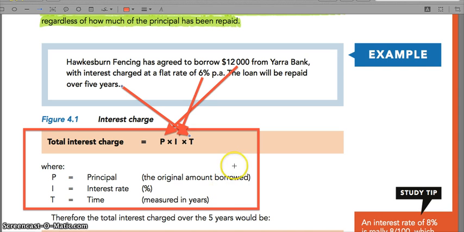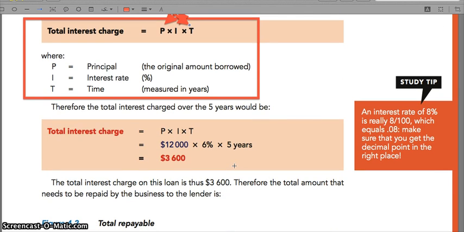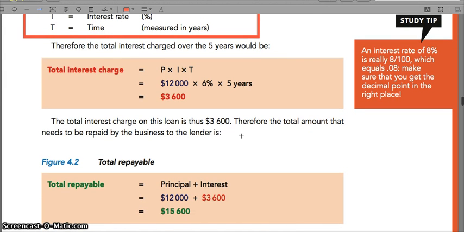So if we go down here, as we can see there, $12,000 times 6% times the 5 years gives you $3,600. So the total interest charged on the loan over the 5 years, sorry, is going to be $3,600.